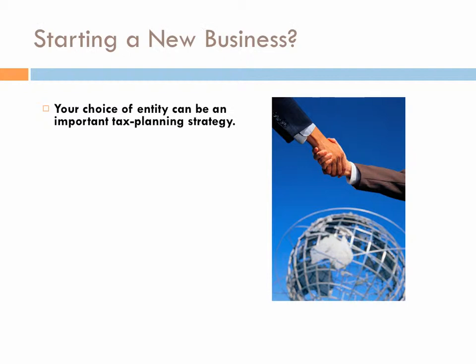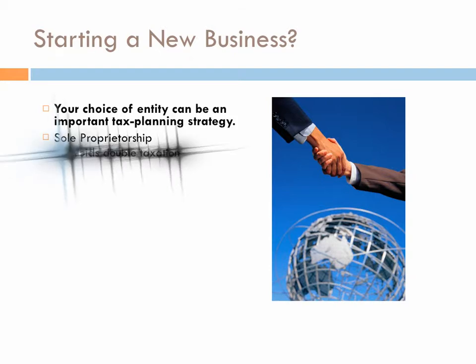Different entity choices produce different taxation effects for your business. For example, if you will be the sole owner of your business, one choice available to you is to run your business as a sole proprietorship. With this type of business, you will pay income and Social Security taxes on the net income of the business. However, you can withdraw funds from the business without incurring additional taxes, so you avoid double taxation that occurs with a corporate business structure.